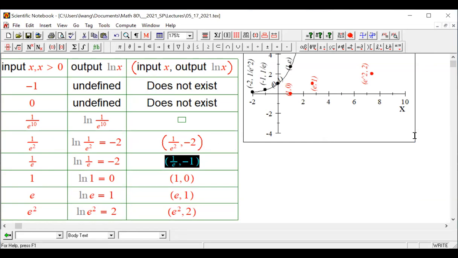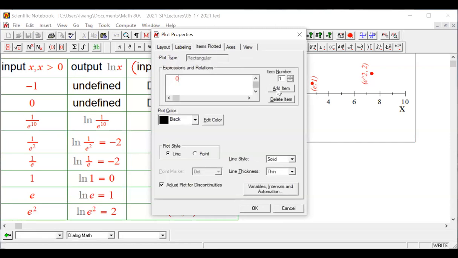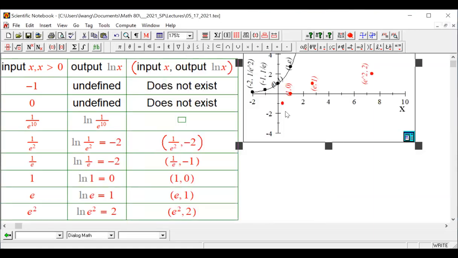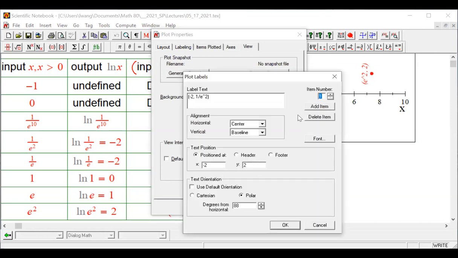The input is 1 over E. And the output is negative 1. Okay, that red dot, let's see where it is. It's here, right? So let's mark it. Okay, we're going to mark that point. And the input is 1 over E. The output is negative 1. And we're going to mark that point in the picture.